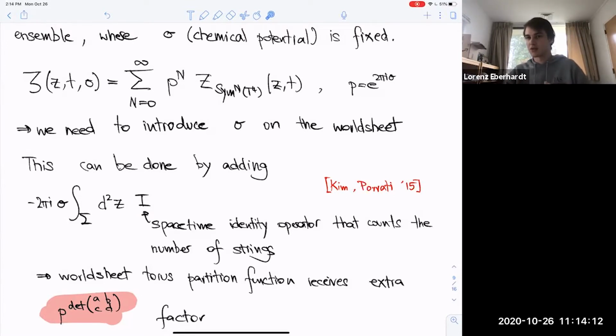The only thing that is non-trivial is the eigenvalue. So it acts diagonally always, but it has different eigenvalues, and the eigenvalue is exactly this number of strings. And if you do that, what you get is that the worksheet torus partition function, if you now add this operator to it, we saw what it is above, but now it gets slightly modified because of that. And you get this additional factor, which is p to this determinant, where p again was this e to the 2 pi sigma. So that makes kind of sense because the determinant was the degree of the covering map. So how many times the worksheet wrapped the boundary.